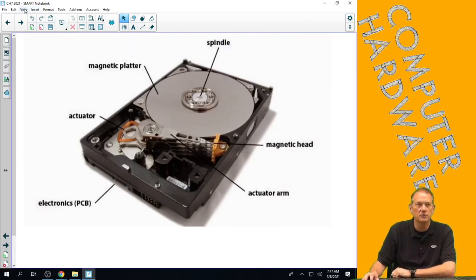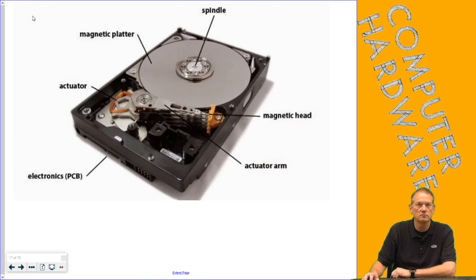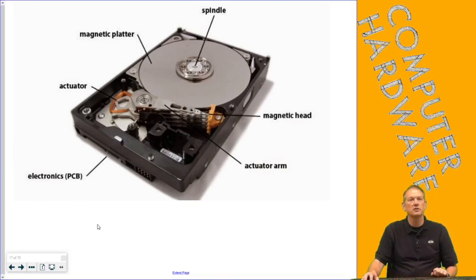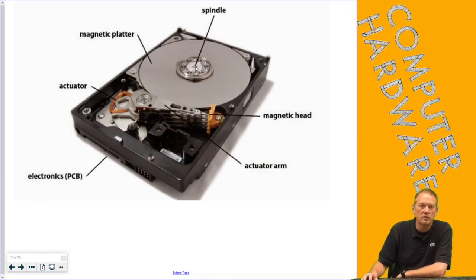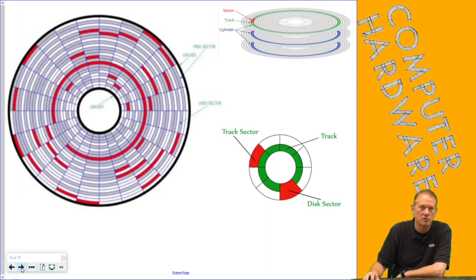So here's a good picture of a hard drive in general. Let me go full screen. There we go. There's a good picture of a hard drive in general. The spindle is the part that the disk itself spins around. Each one of these is a magnetic platter on the top and the bottom. This is the actuator and the actuator arm here that moves across the disk. And each one of these little tiny ends there has a magnetic head for the top and the bottom of each one of those disks on a traditional hard drive.